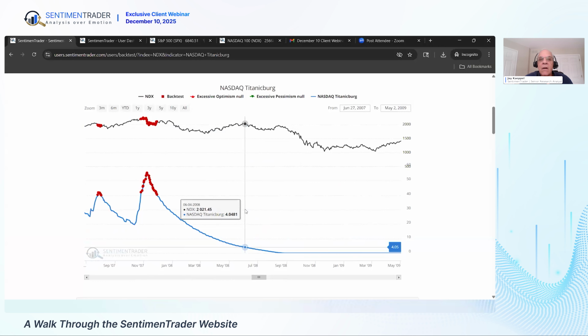Here's an example. We got up here in July of 2007. The NASDAQ was at 1956. Was that the end of it? Did it go into an immediate bear market? No, it actually went up another 10%. And then we started getting more readings. And then eventually the stock market had a big sell-off, obviously.